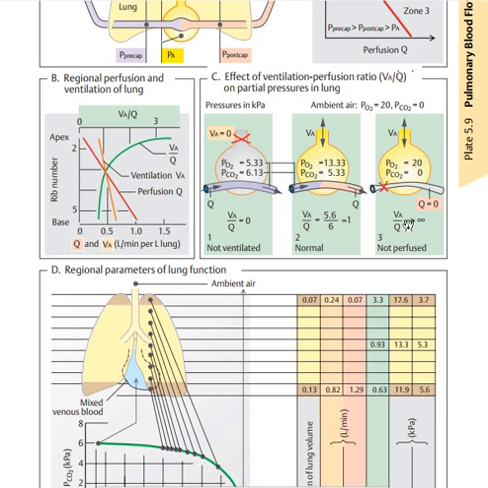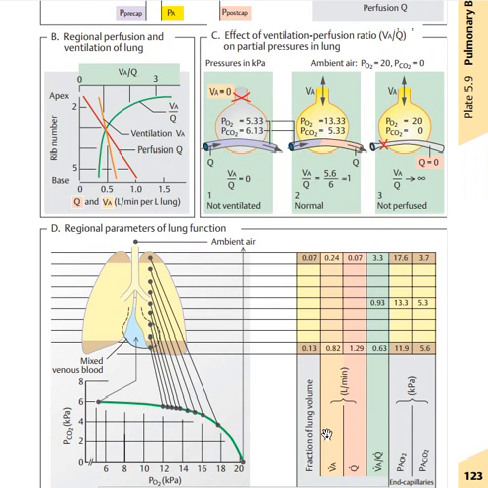This is not perfused. Since it's not perfused, it means that the blood does not pass here, so carbon dioxide cannot be diffused into the alveoli. That is why the partial pressure of carbon dioxide is 0, and the partial pressure of oxygen is going to be extremely large at this position here.